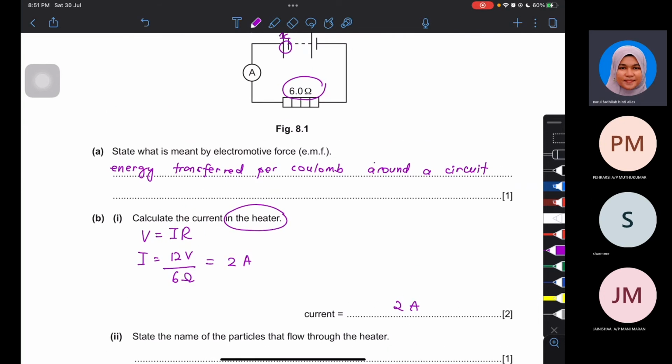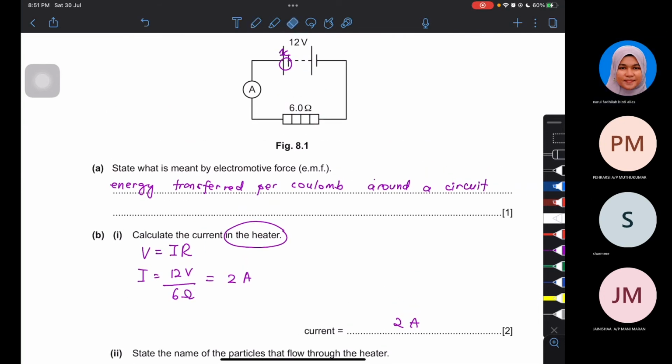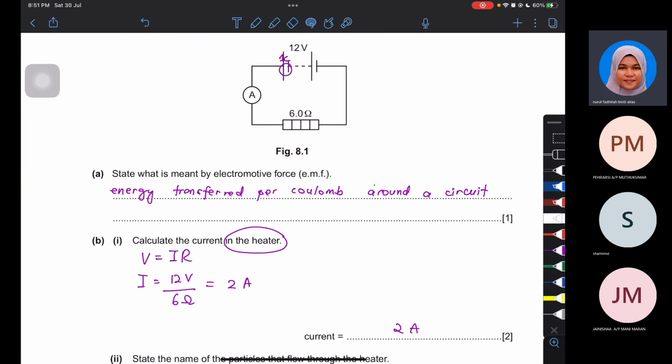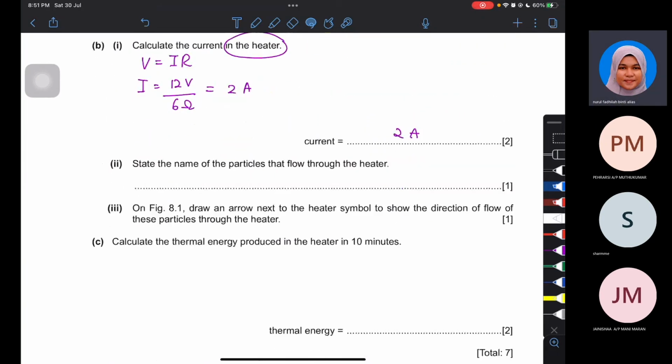State the name of particles that flow through the heater. Apa particles yang flow through the heater? So sebenarnya tadi yang saya bawa bergerak-bergerak ni, apa ni sebenarnya? Apa yang dalam 1 coulomb? The charges. Tapi charges tu apa? Charge positif ke yang negatif? It's the negative. Yes. So the negative ones kita ada nama, which is electrons. Okay.